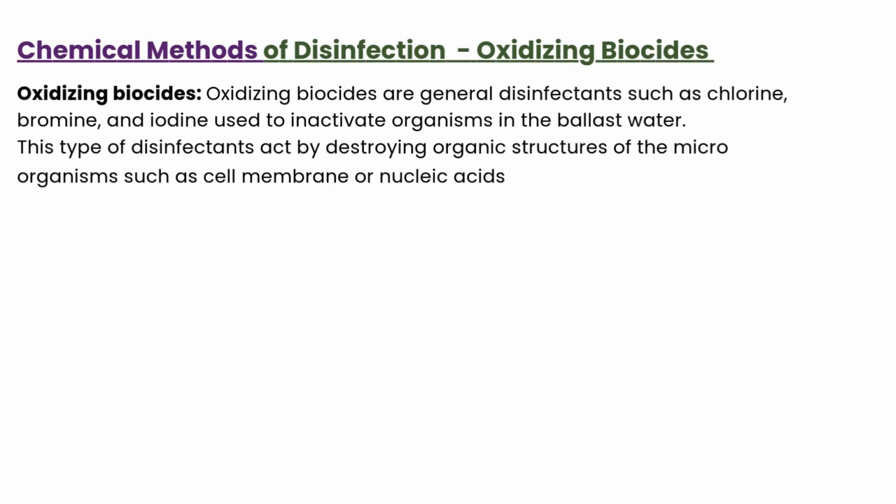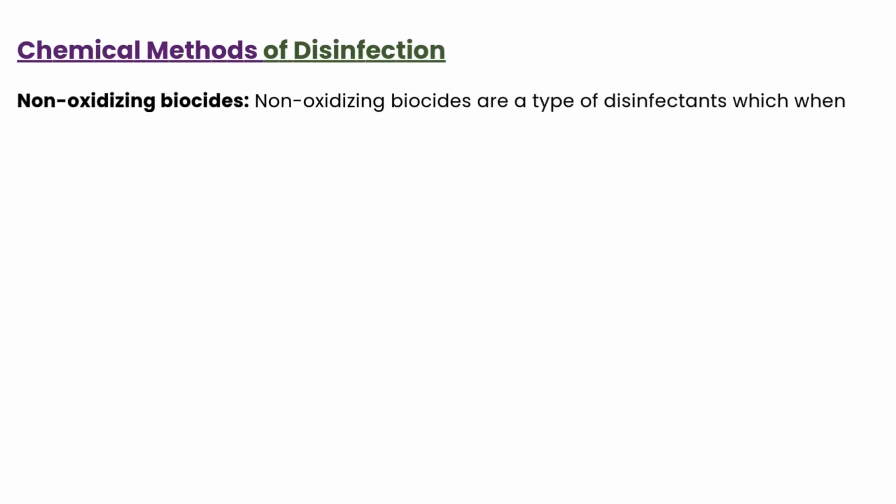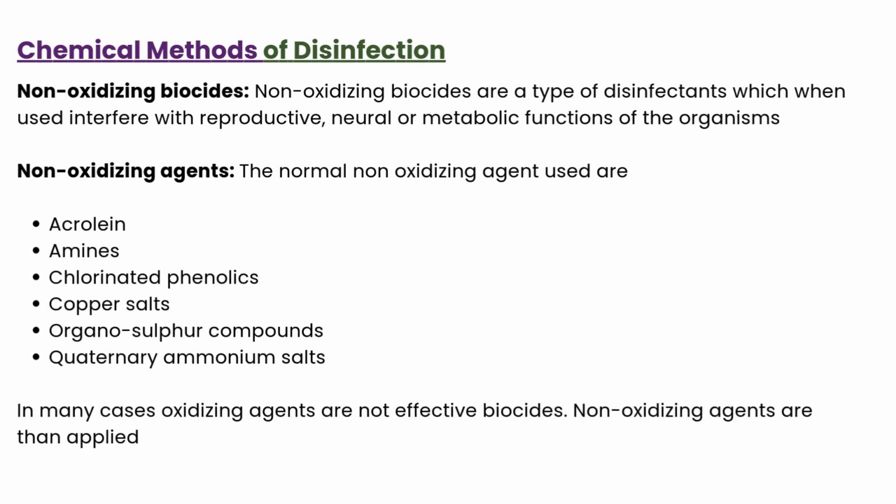Oxidizing biocides are generally disinfectants such as chlorine, bromine, and iodine used to inactivate organisms in ballast water. This type of disinfectant acts by destroying organic structures of the microorganisms such as the cell membrane or the nucleic acid. And the next one which is coming up is the non-oxidizing biocides, a type of disinfectants which when used interfere with reproductive, neural or metabolic function of organisms.